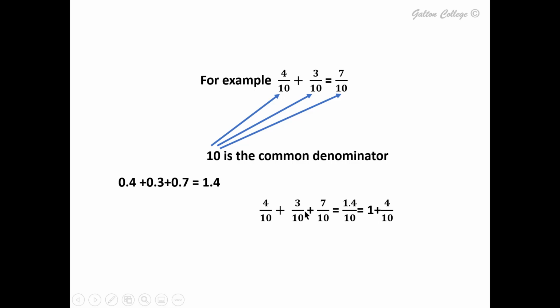So 4 over 10 plus 3 over 10 plus 7 over 10 is equal to 1.4. I've actually written here 1.4 over 10. It's not actually that, it's 14 over 10. It should be 7 plus 3 is 10 plus 4 is 14. So I've got a decimal point there in the wrong place. I apologize for that. It should be 14 over 10, which is equal to 1. 10 into 14 goes in once, and there's 4 left over. So 1.4 is 1 and 4 tenths.